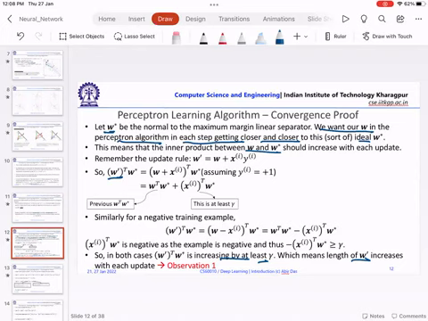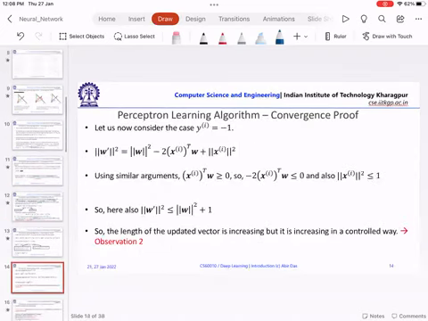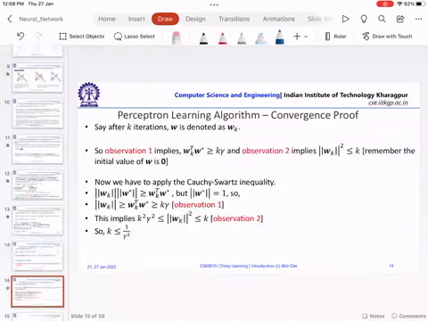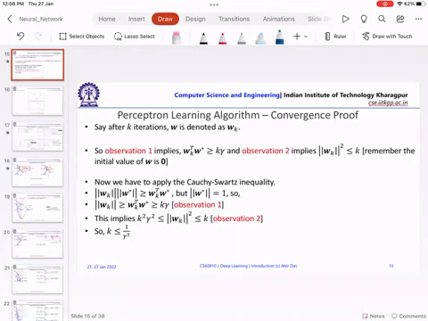Now observation 2 says that yes, the length of W is increasing, but it is increasing in a controlled way. So ultimately it will stop when its length is equal to that of W star, something like that. It is increasing in a controlled way, so ultimately it will converge. Let us try to club these two observations.